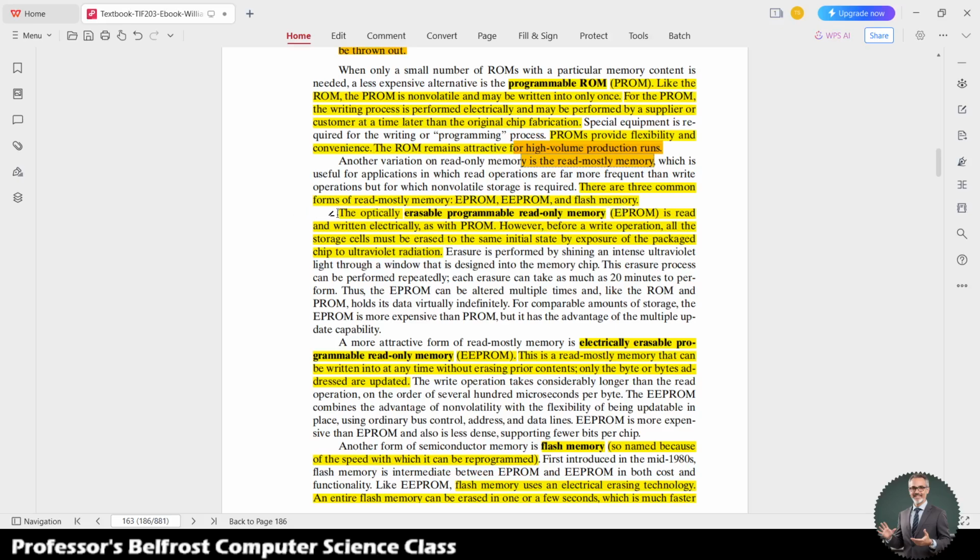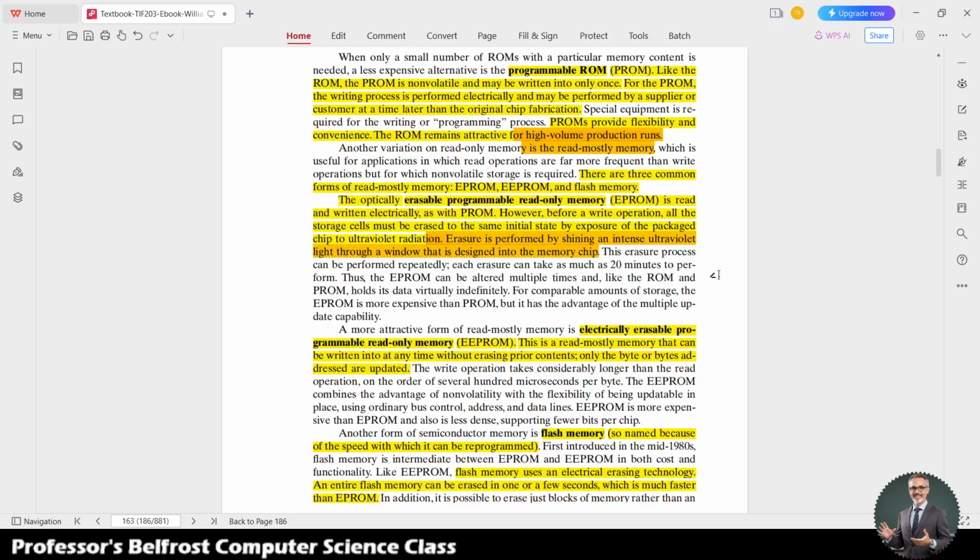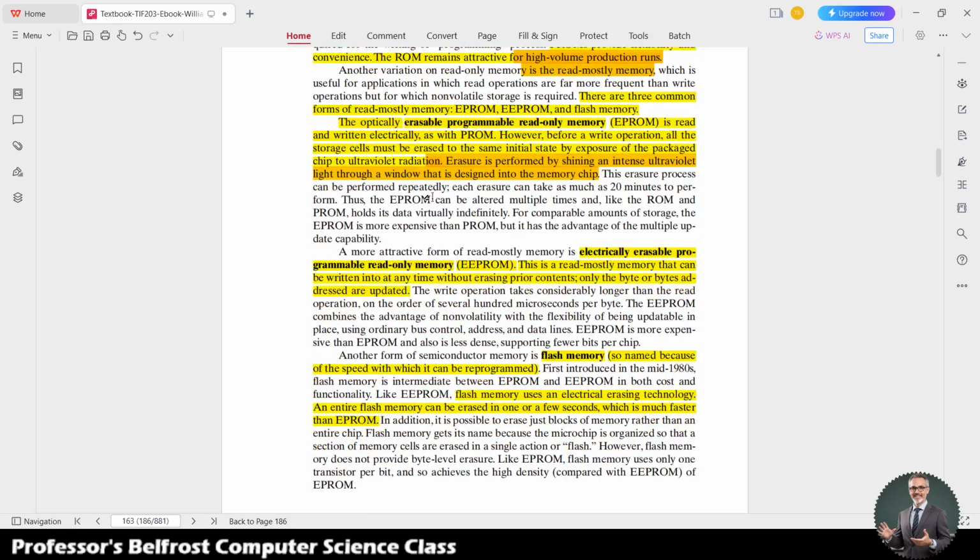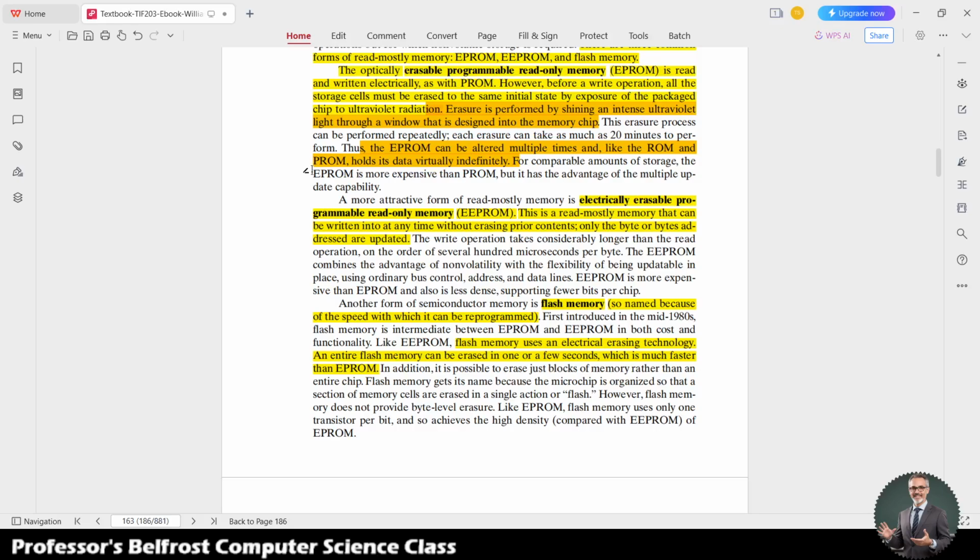The first one is the optically erasable programmable read-only memory, EPROM, which is read and written electrically as with PROM, but before a write operation, all the storage cells must be erased to their initial state by exposure of the package to ultraviolet radiation. The erasure is performed by shining an intense ultraviolet light through a window that is designed into the memory chip. This erasure process can be done repeatedly. Thus EPROM can be altered multiple times, and like ROM and PROM, it holds its data virtually indefinitely. EPROM is more expensive than PROM, but has the advantage of multiple update capability.